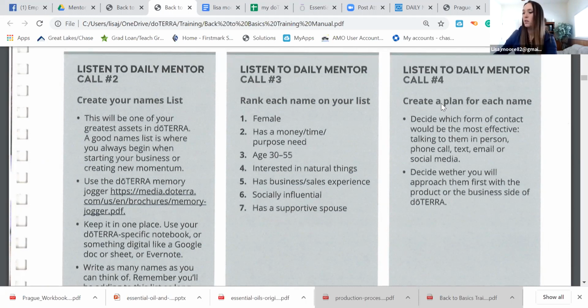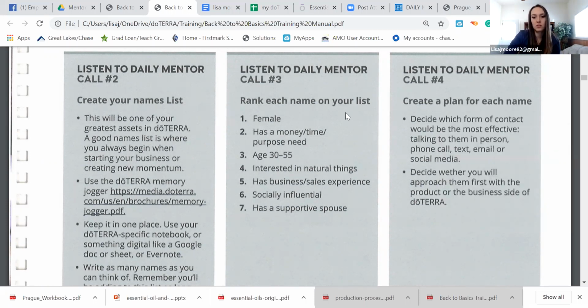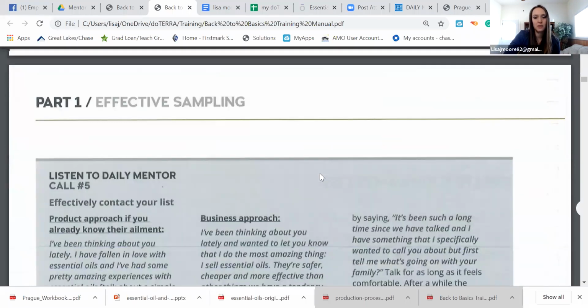So in this unit for this week, where did my pencil go? I can't find it. All right, so it's 2, 3, and 4 for making your list.